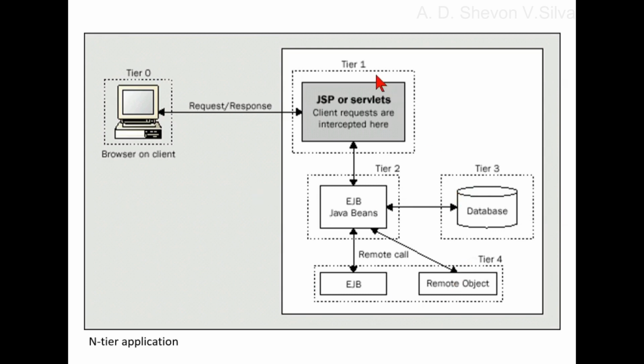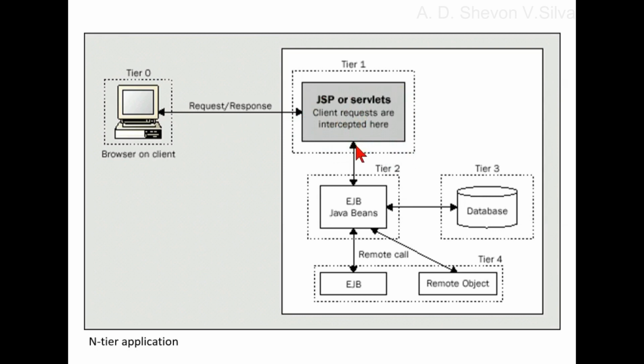Here you can see tier 0, browser on client. Tier 0, browser on client, interacts with the JSP or servlet. Client requests are intercepted here via request and response. Here the JSP or servlet client requests are intercepted, inside tier 1.